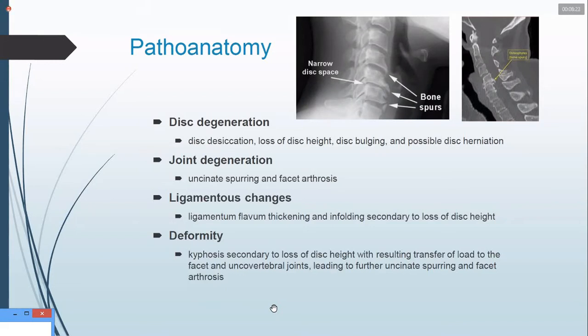Ligamentum flavum changes, thickening and infolding. Slowly, when there is instability, that leads to kyphosis. The cervical spine is normally in lordosis, but because of the instability, it might go into kyphosis.